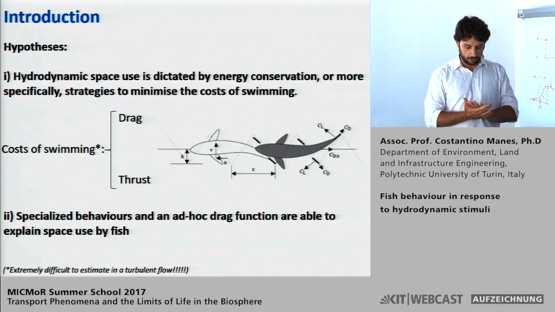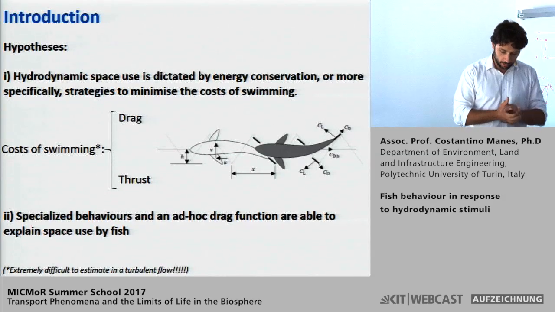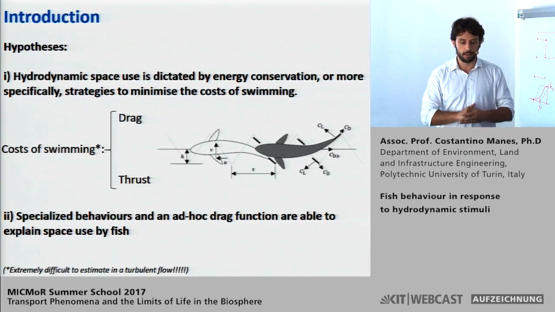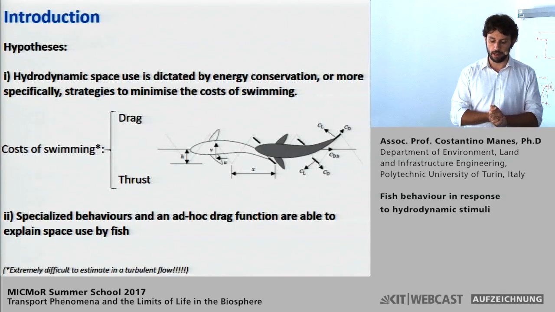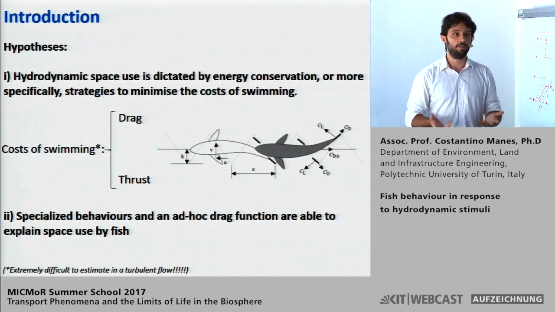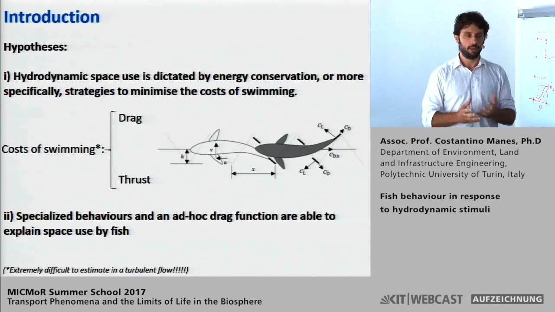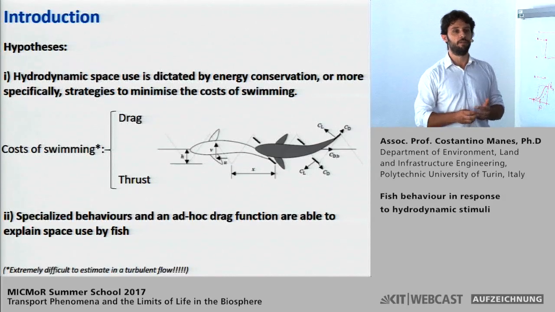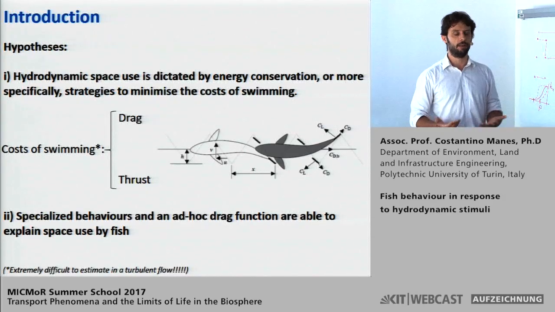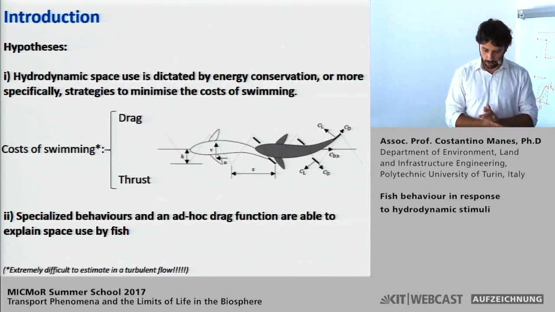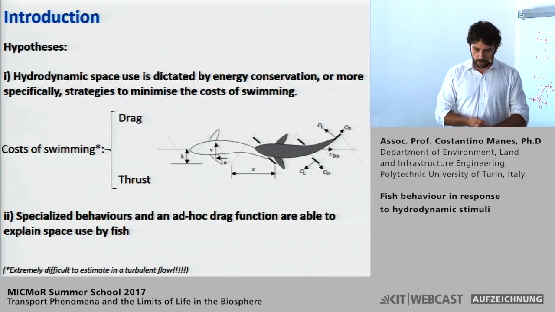And more specifically, the hydrodynamic space use choices are dictated by strategies that minimize the cost of swimming, that, as we have seen, has two sources, thrust and drag, which are really, really difficult to quantify for a fish that swims in a turbulent flow in a complex environment. But anyway, this is the first hypothesis we made.